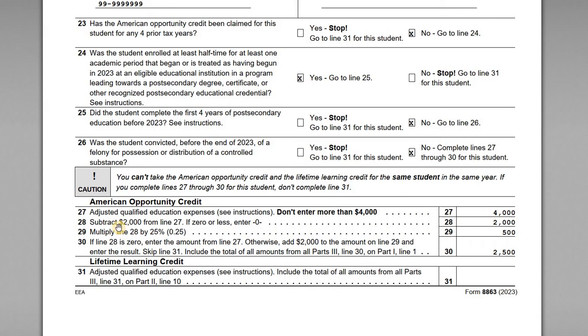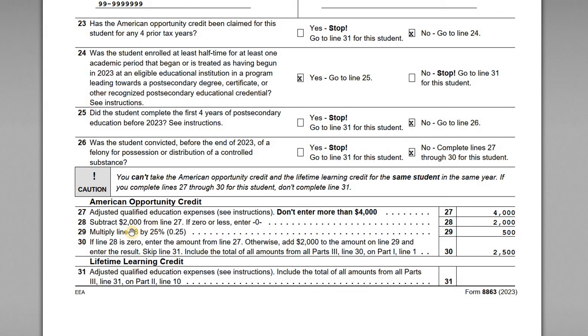Okay. So line 27 here. What are our adjusted qualified education expenses? Do not enter more than $4,000. Well, we've got the $8,500 in tuition. We had the $600 and change of other costs. So our total adjusted expenses is going to be that $4,000 cap.